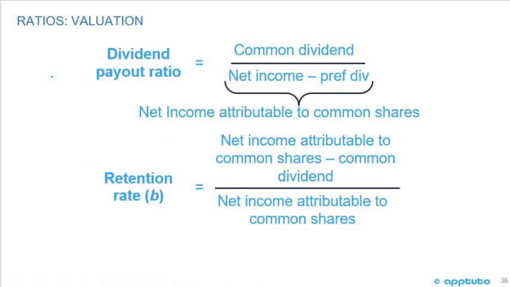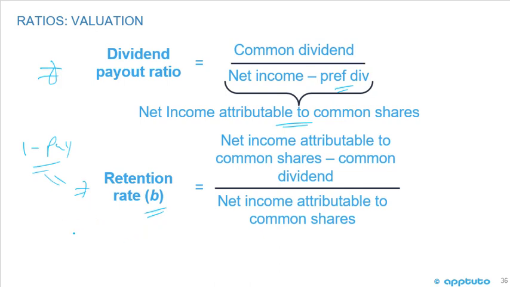So carrying on with the valuation ratios, the dividend payout ratio is the common dividend divided by the net income minus the preferred dividend. Don't forget to subtract out the preferred dividend, because that's the net income attributable to the common shares. And then the retention rate, we give that a symbol of b. That's just 1 minus the payout ratio, correct? That's going to give us our retention rate.